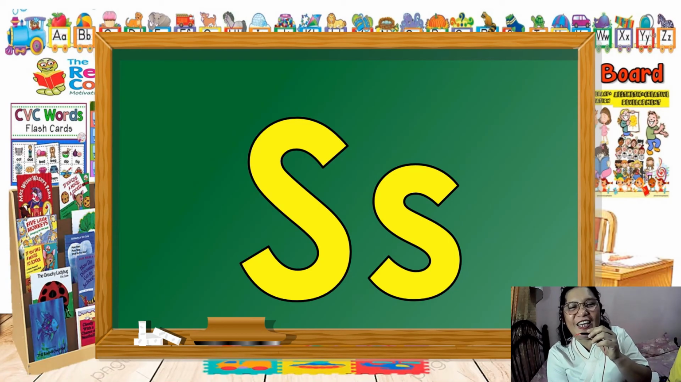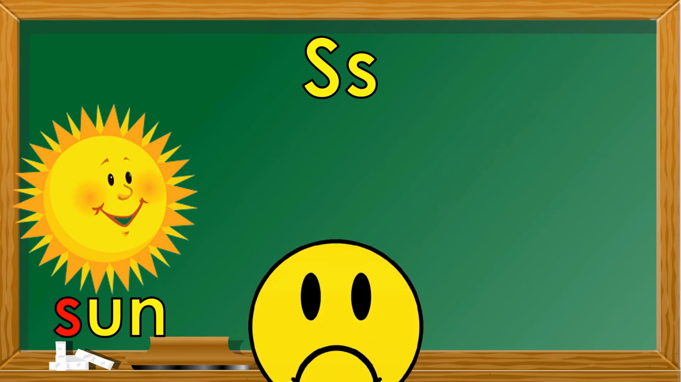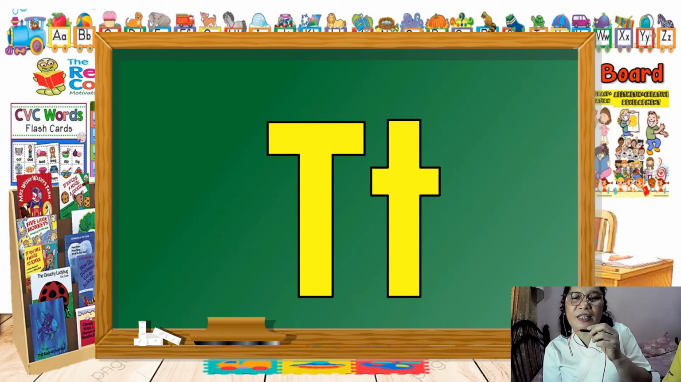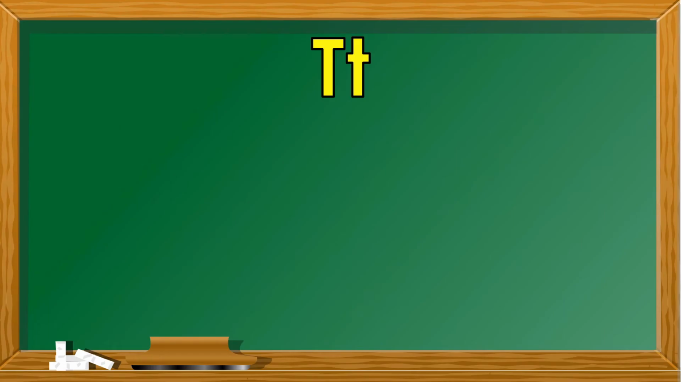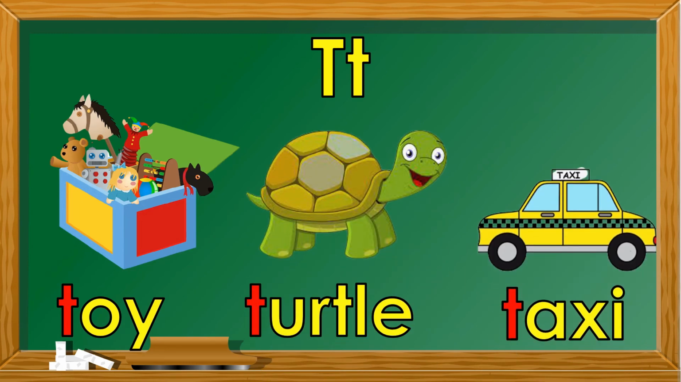Next letter is letter S. The sound of letter S is S. Here are some objects with the initial sound of S. Sun, sad, sack. Next letter is letter T with the sound of T. Here are some objects with letter T. Toy, turtle, taxi.